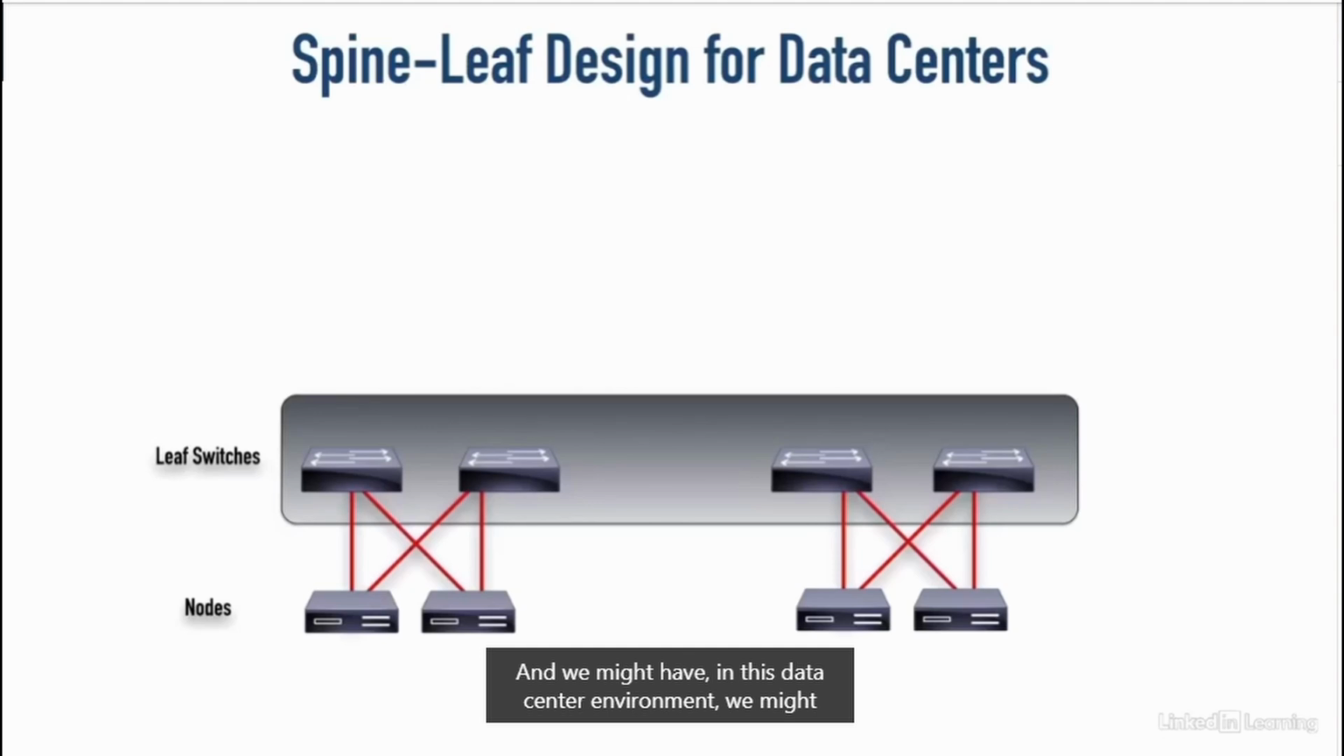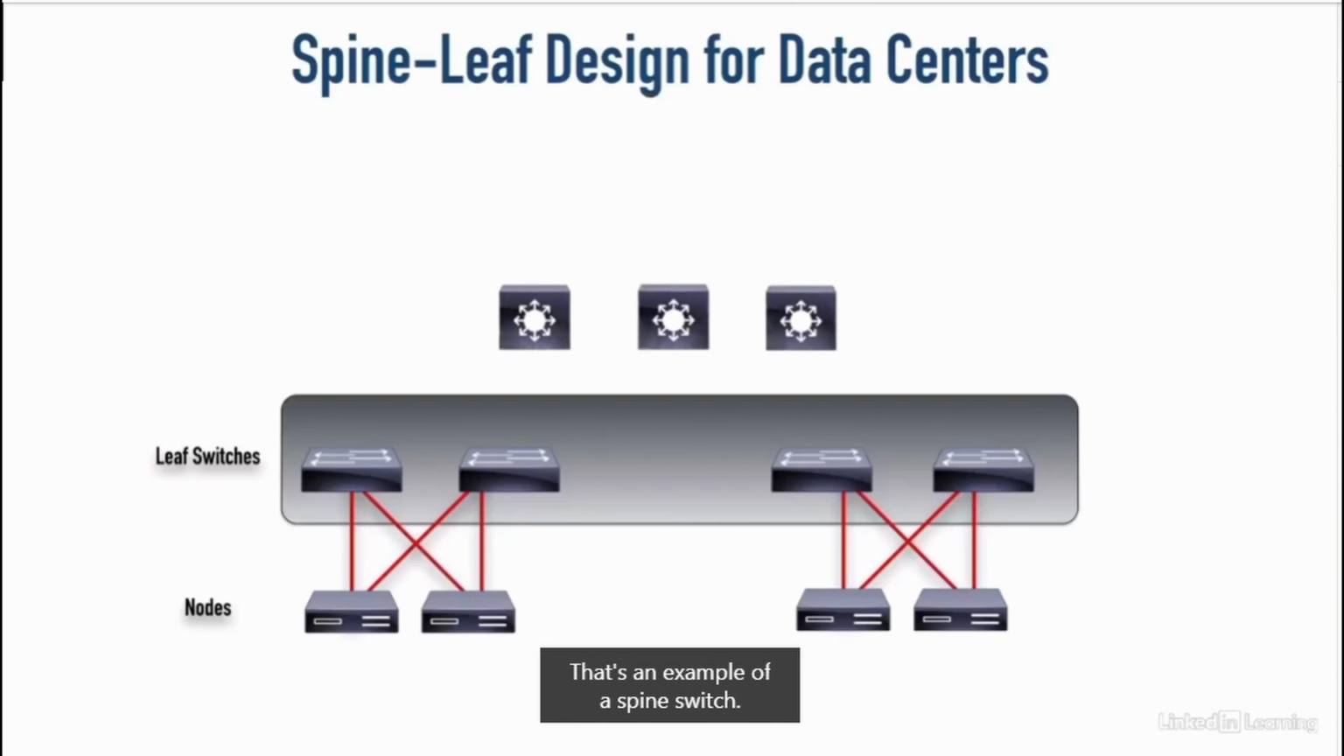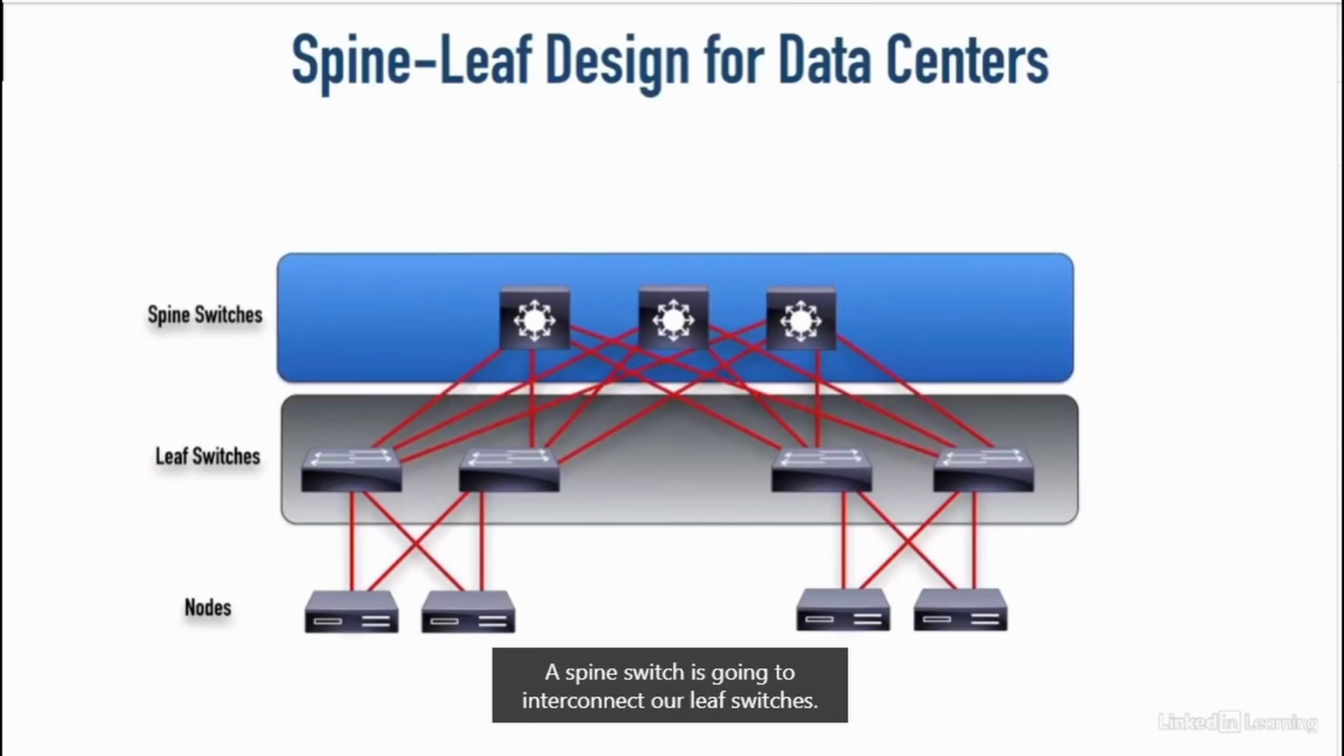And in this data center environment, we might have different racks, and we can have what's called a TOR switch, a top of rack switch that interconnects all the switches within that rack. That's an example of a spine switch. A spine switch is going to interconnect our leaf switches. Now notice what's happening here. Every leaf switch connects to every spine switch.